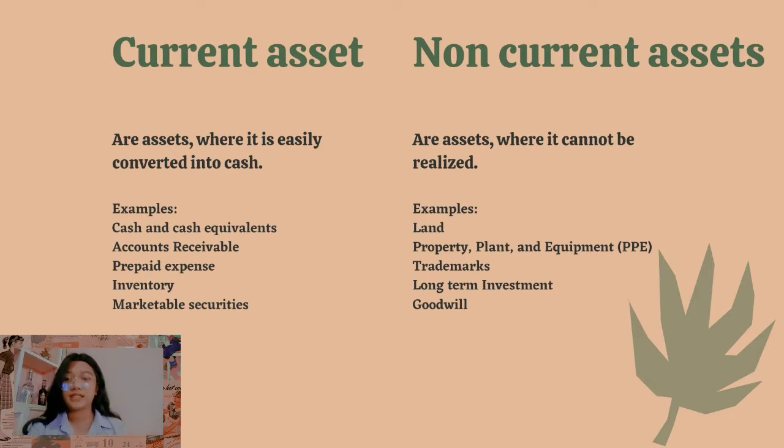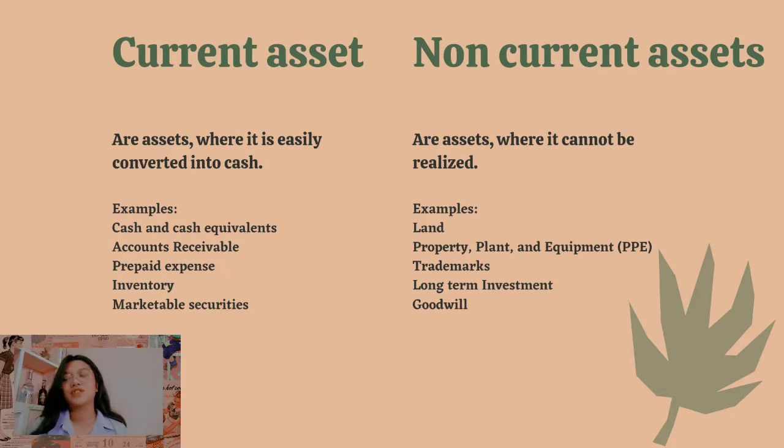while non-current assets are assets that cannot be realized. Opposite siya ng current assets, and it was also known as the long-term assets, since these are the assets that cannot be easily converted into cash. So the followings are the example: land, property, plant and equipment, or yung ating PP&E, trademarks, long-term investments, and goodwill.